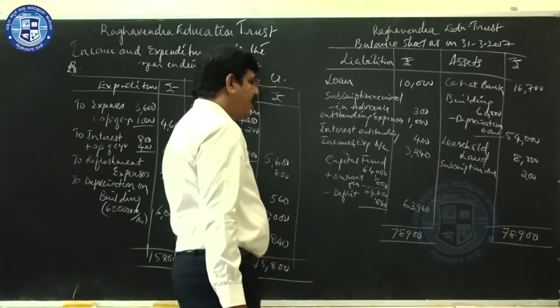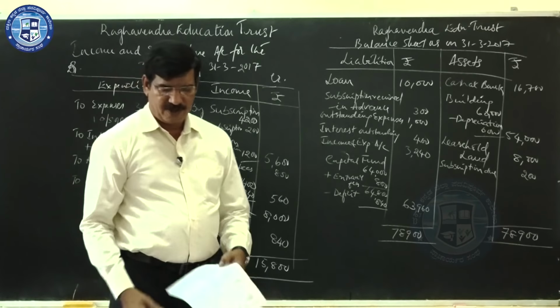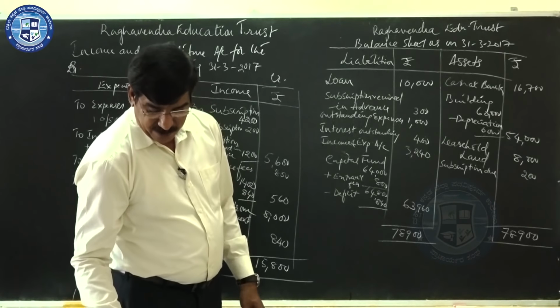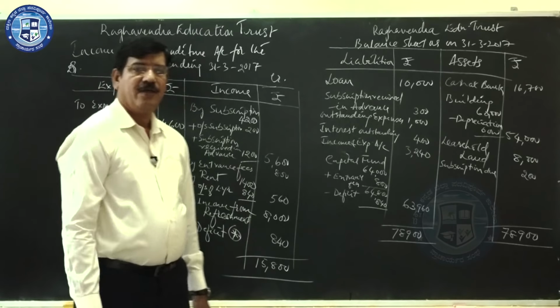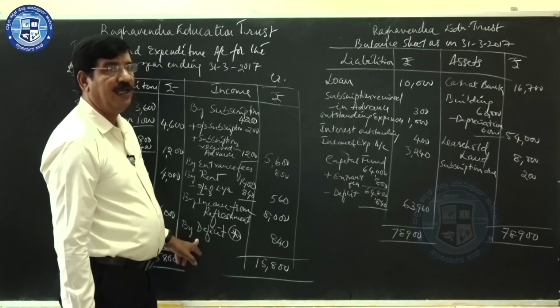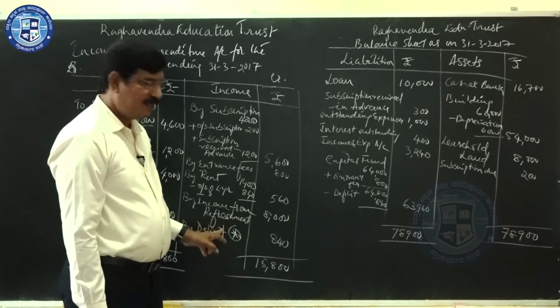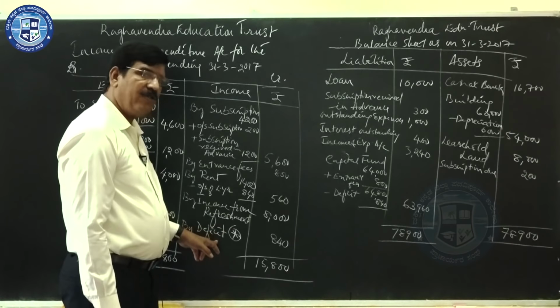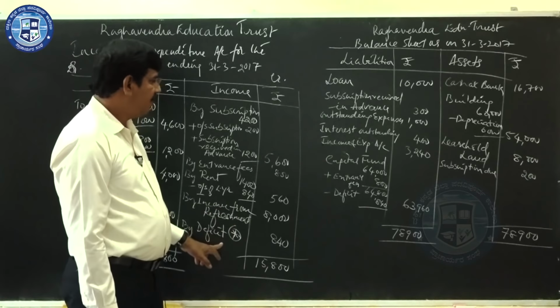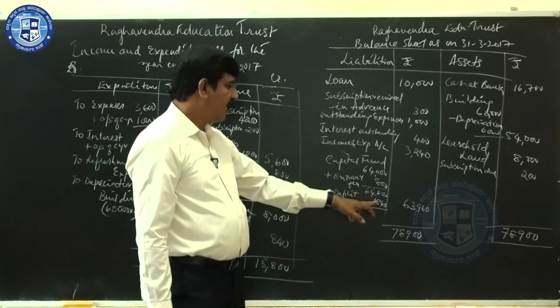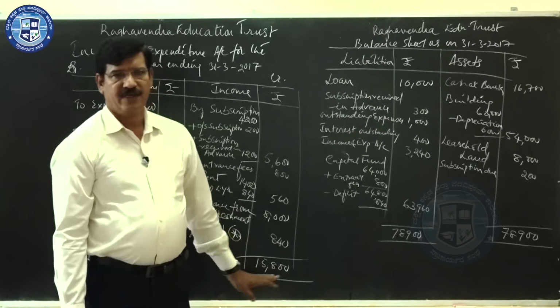So this is how you have to work out the problem. It's a very simple problem, but I have taken this problem because there is a deficit in the income and expenditure account. When there is a deficit, it has to be deducted from the capital fund. That's why I have taken this problem.